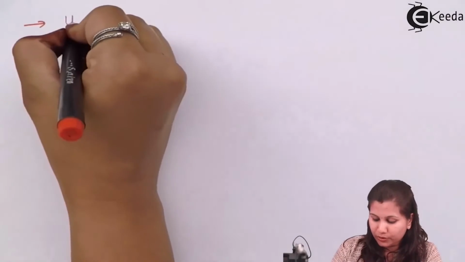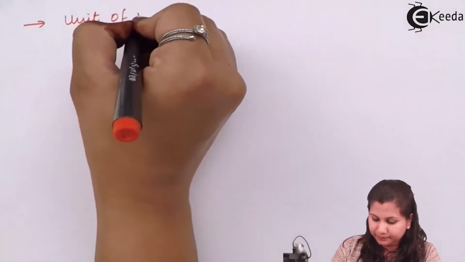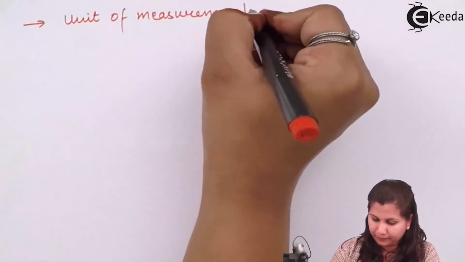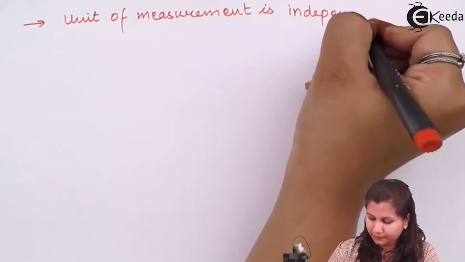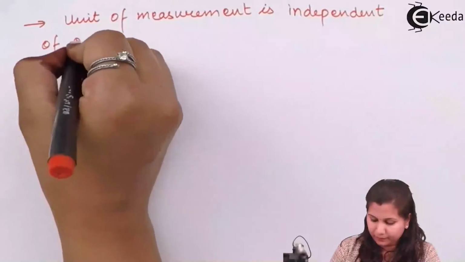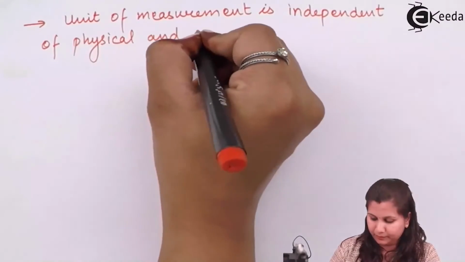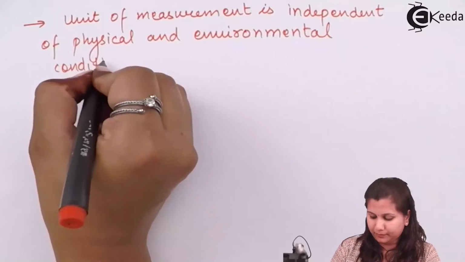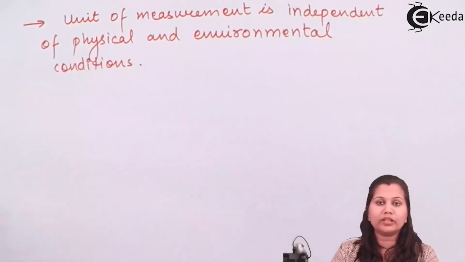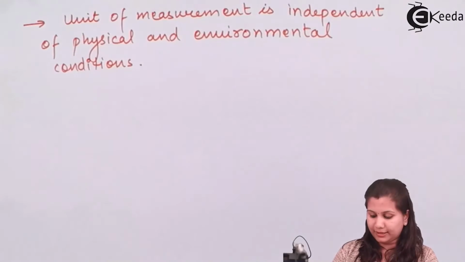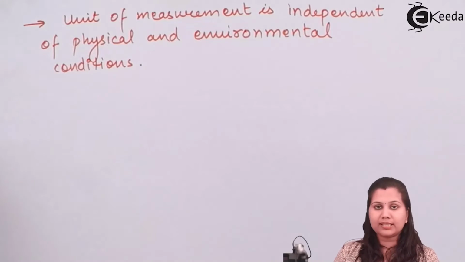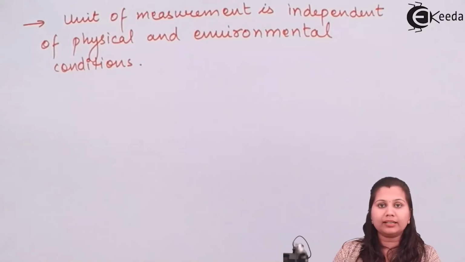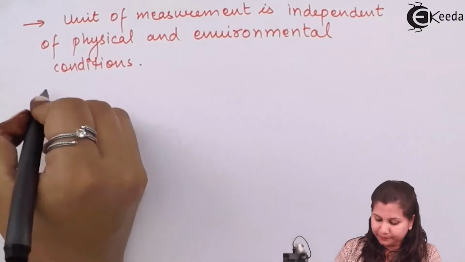So we can say that a unit of measurement is independent of the physical and the environmental conditions. Now these units are of two types. One is the fundamental unit and the other is the derived units.